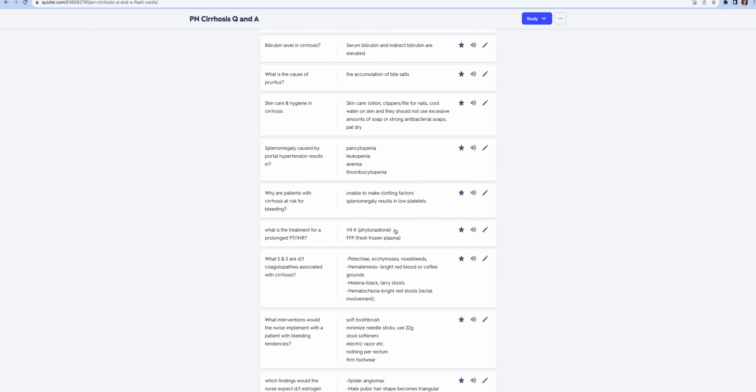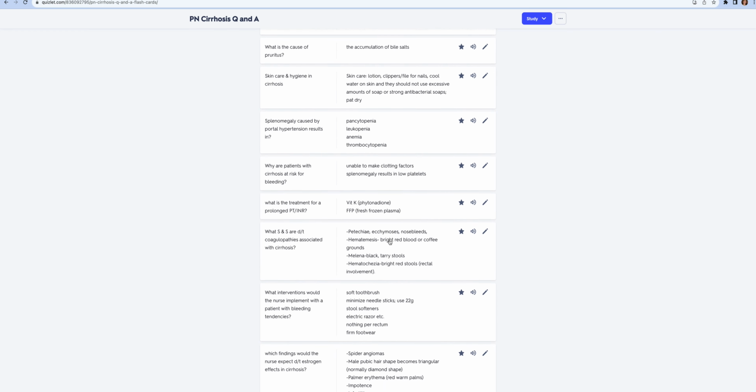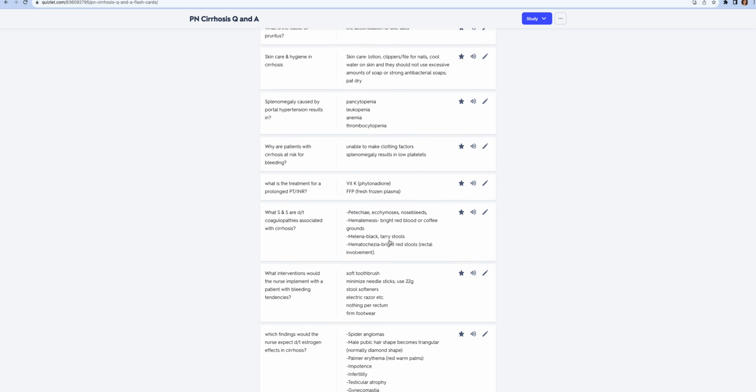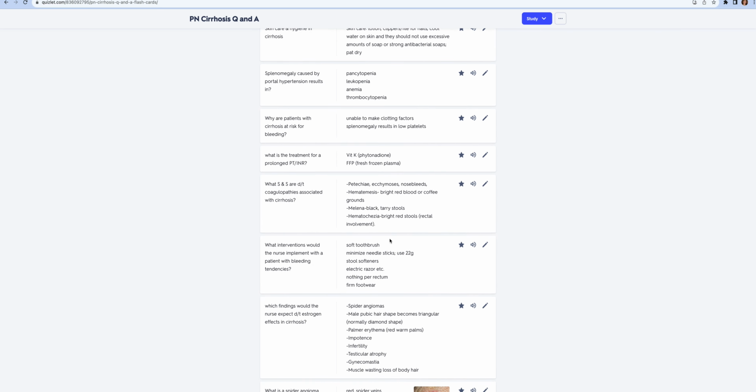So the treatment, if they need it, would be vitamin K and FFP. FFP, fresh frozen plasma, contains all the clotting factors. So if somebody is actively bleeding, you're probably going to go with FFP first because they can get those clotting factors right away. Then you would give your vitamin K. Signs and symptoms of bleeding: the petechiae, ecchymosis, nosebleeds, vomiting blood, tarry stools. These are the interventions. This is important.